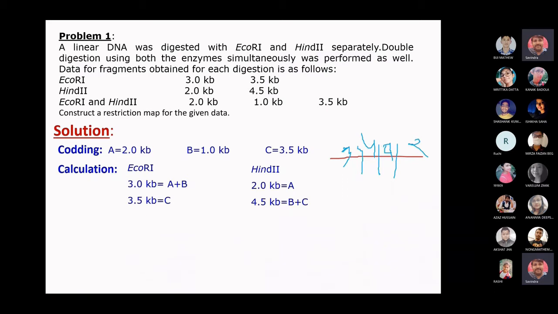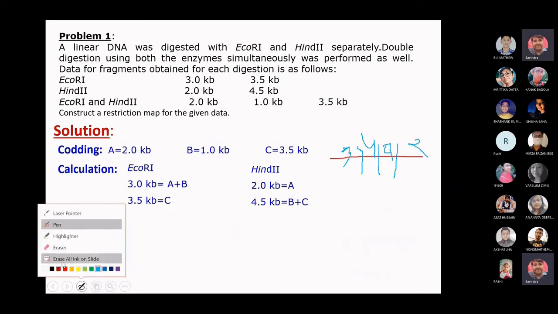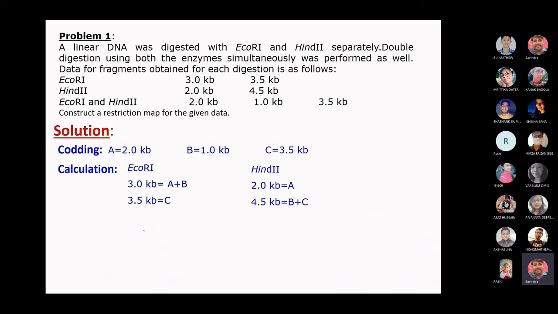But you are also observing one thing. If you want to find a 7 kb fragment, it should be 3 plus 4 only. If we want a fragment of 15 kb, it should be 4 plus 9 plus 2. Means if we are getting a single fragment after digestion, all the fragments should be adjacent to each other. Please remember this point. So the next step is arrangement.